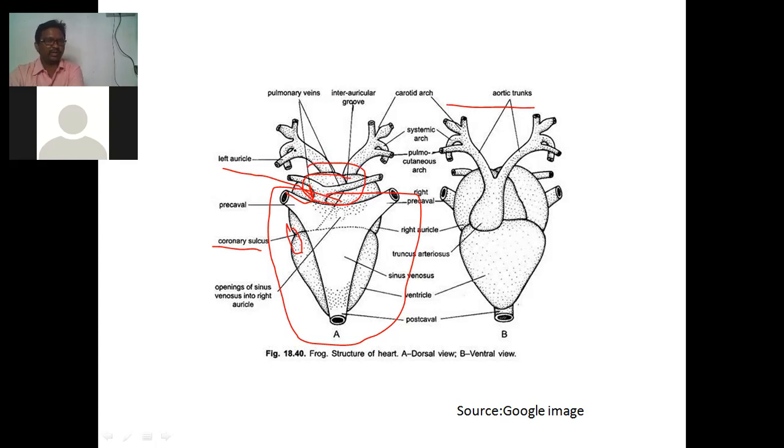But this is the aorta, which just emerges from the left auricle. And here this is the carotid arch. Again you can see some branching. This is the systemic arch, and this is the pulmonary cutaneous arch. So we know that because it is having three circuits, accordingly the veins and arteries have to run there.